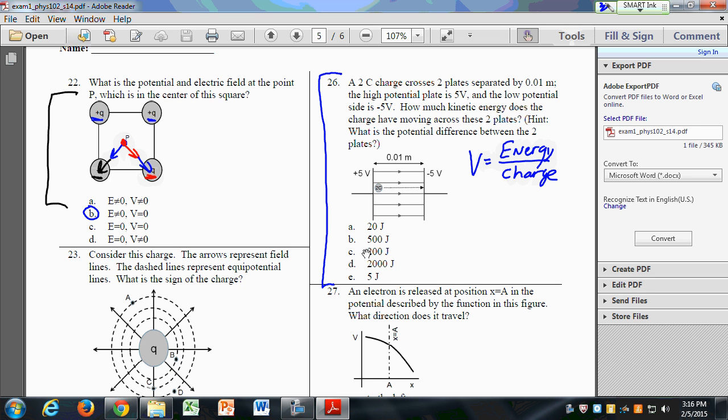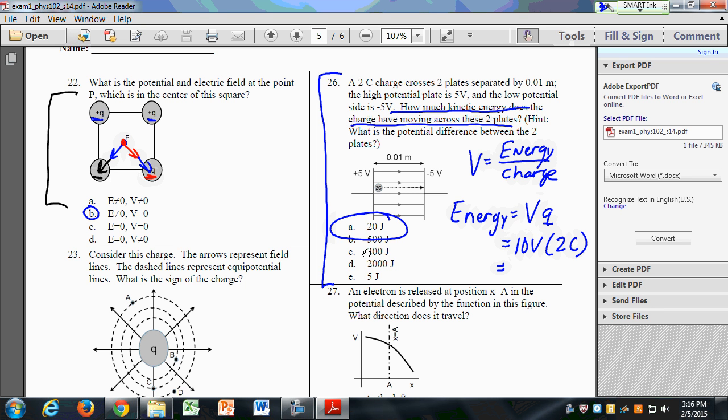So if I want to know how much kinetic energy does the charge have moving across these two plates, I just say energy is equal to the potential times the charge. That's 10 volts times 2 coulombs, which is 20 joules. So A would be the right answer.